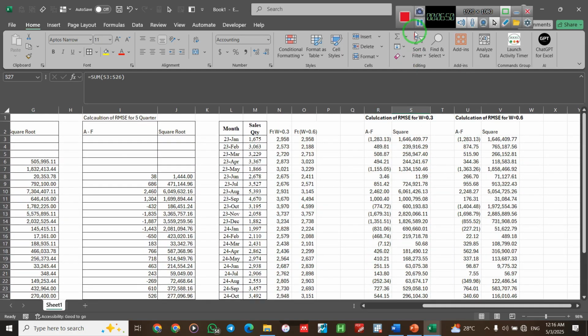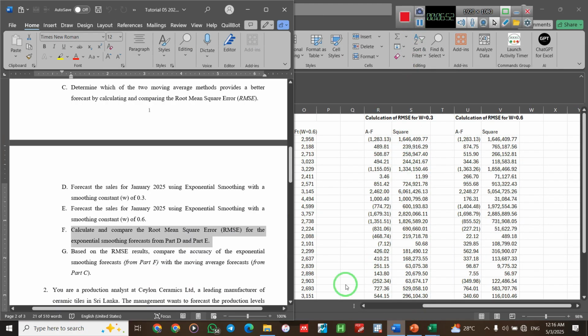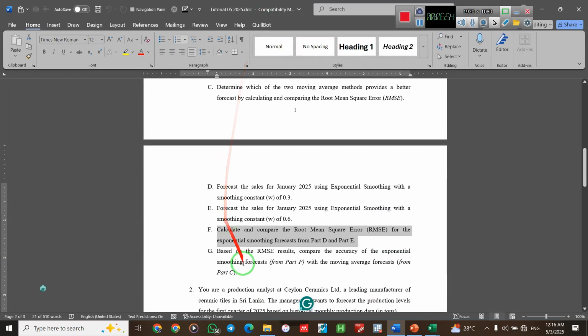Then the question asks, in the next question, based on the RMSE results, compare the accuracy of the exponential smoothing forecast from part F with the moving average forecast from part C.